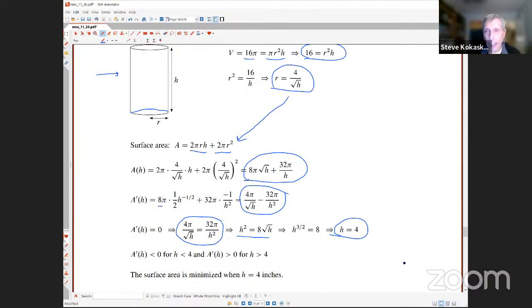So I did a little bit of arguing here. My domain is H greater than 0. I have one critical value. And my justification for this producing the minimum amount of tin is going to be with the first derivative test. So I went back and did a little bit of thinking about this expression right here. Is it positive or negative when H is less than 4 or when H is greater than 4? And in fact, H equal to 4 does indeed produce the surface area that's minimum. That's a neat problem.